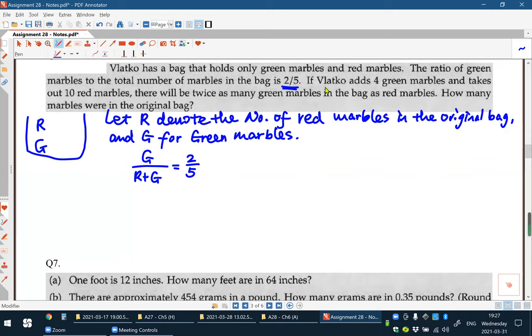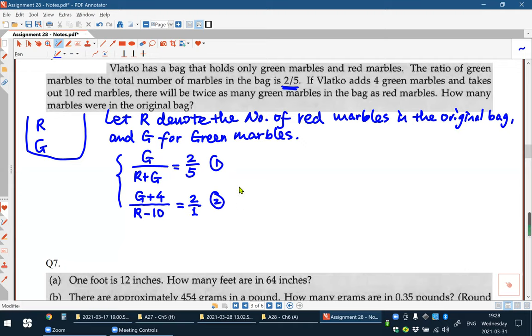Can we find another equation here? Of course, because the second piece of information, we haven't used it yet, right? Second piece of information tells us if Lucko adds 4 green marbles, so that means G added by 4, and then takes out 10 red marbles, takes out is R subtracted by 10, right? And there will be twice as many green marbles as red marbles. So we know that this ratio is 2/1, right? Because it says twice as many green marbles as red marbles, okay? So here we have two variables and two equations. So we should be able to find the two variables here, right?